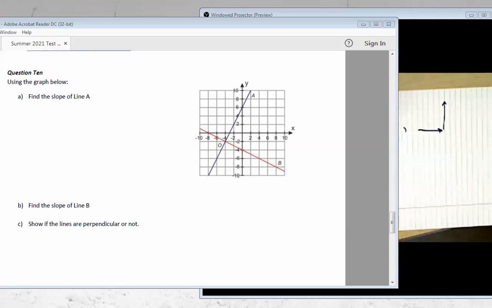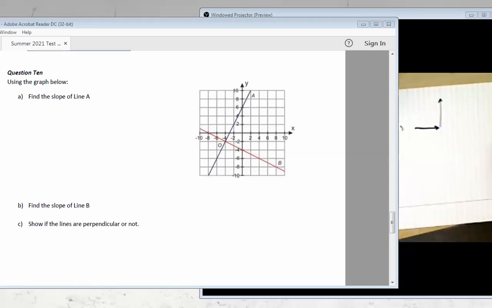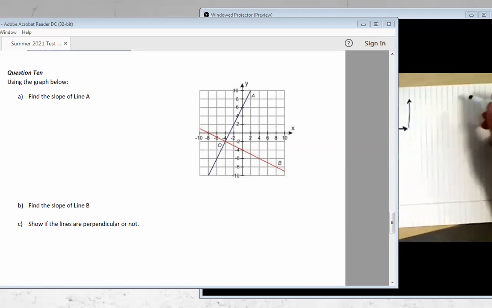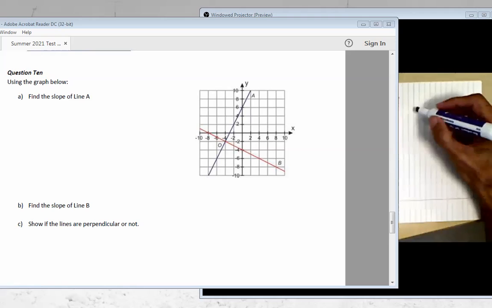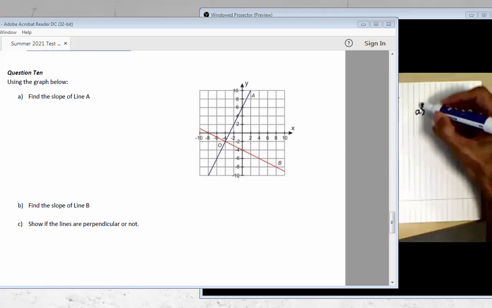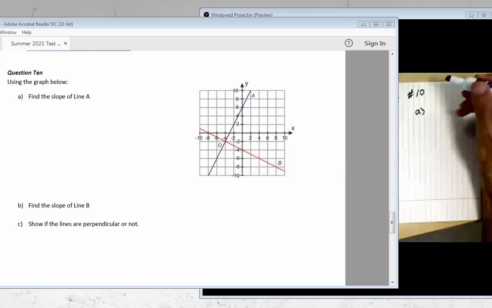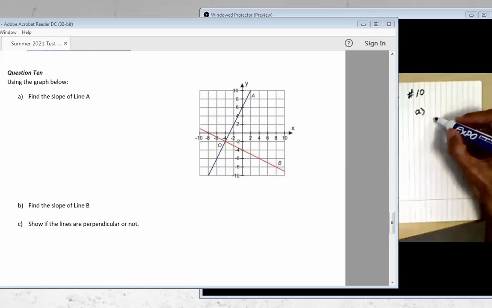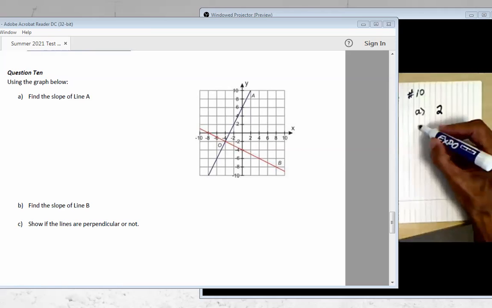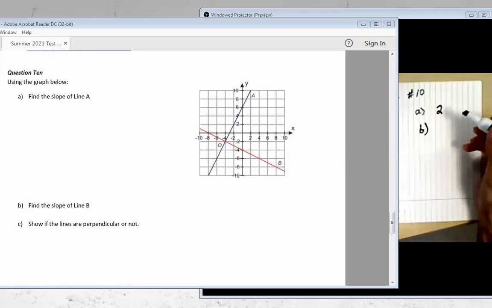So for A, the answer at 10, that is, the answer ends up being 2. And then for B, slope ends up being -1/2.